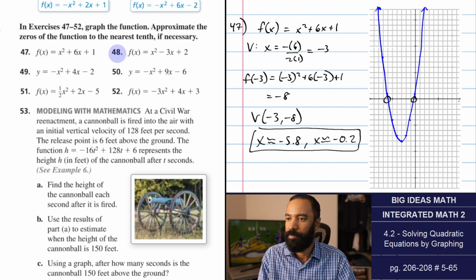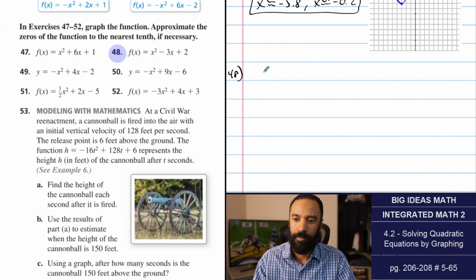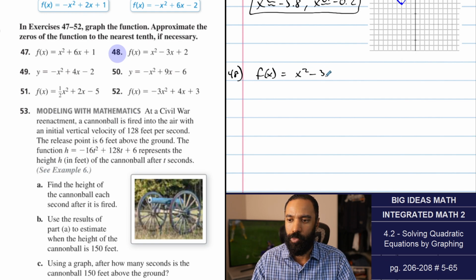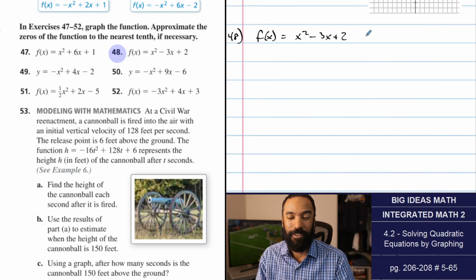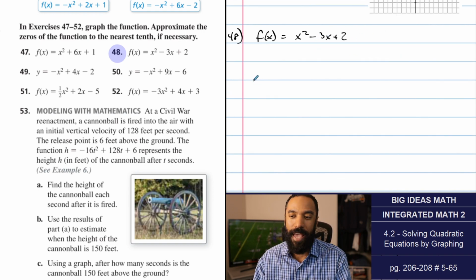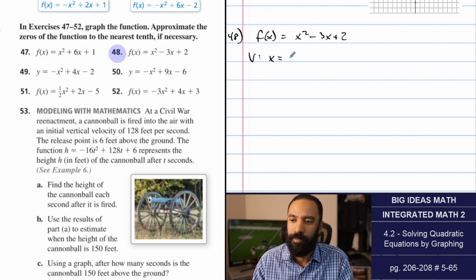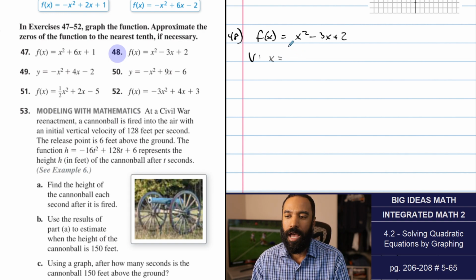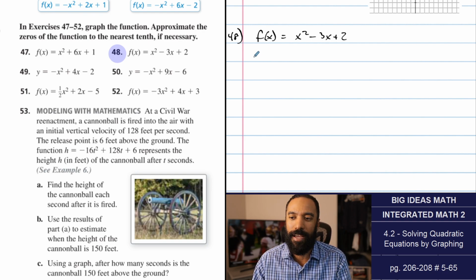All right, number 48. F of x equals x squared minus 3x plus 2. I'll tell you what. I don't have to use the calculator for this one. This is factorable. Now, I'm going to still graph it using my vertex stuff here. So this is going to be, well, they say graph approximately. Yeah, let's see, negative b over 2a. Well, you know what? No, I'm going to go ahead and do this. I'm going to factor this thing.